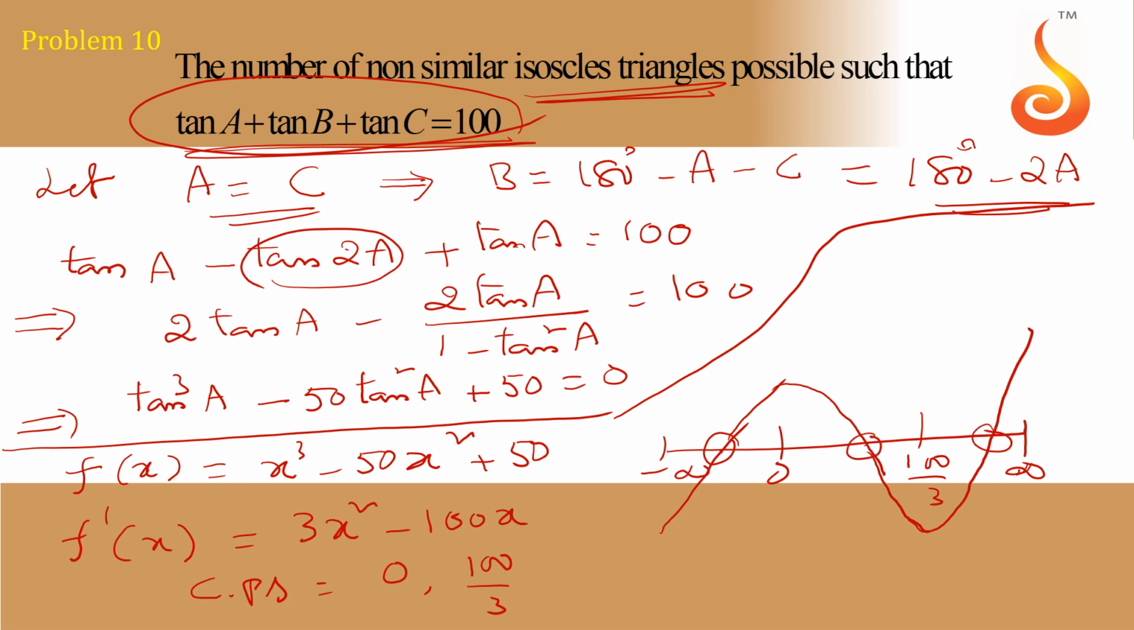But don't forget that our x is tan A. So if x is a negative root, that is tan A is negative. If tan A is negative, the triangle is not possible. So this solution is ruled out. Then you can have two positive values for tan A, which are possible. So the number of isosceles triangles are 2. So the number of non-similar isosceles triangles which are possible are 2.